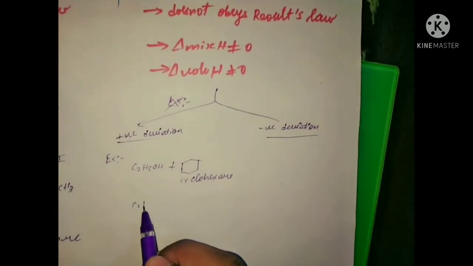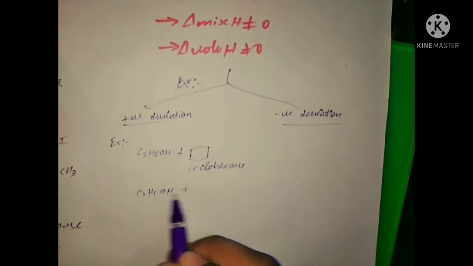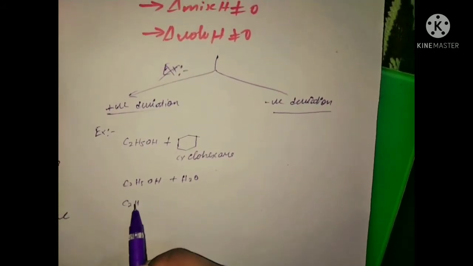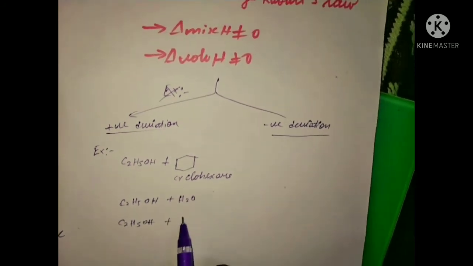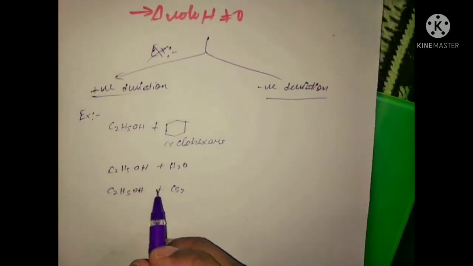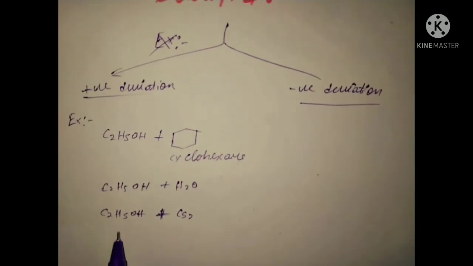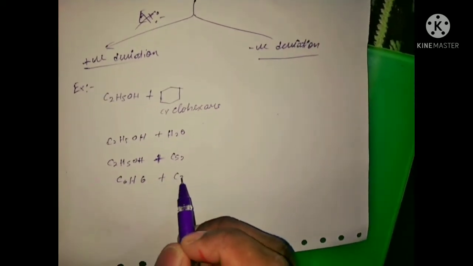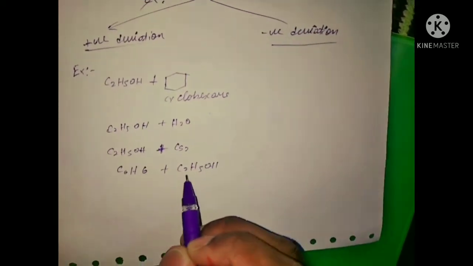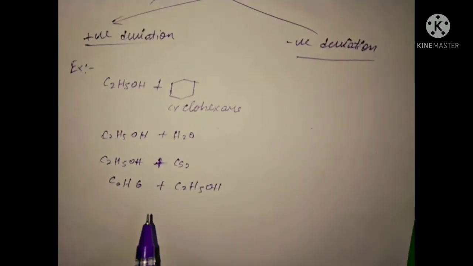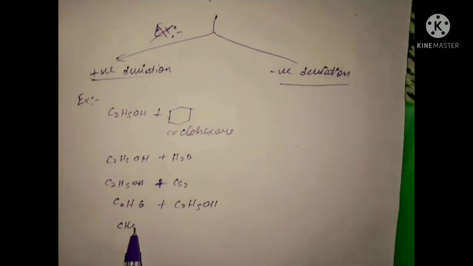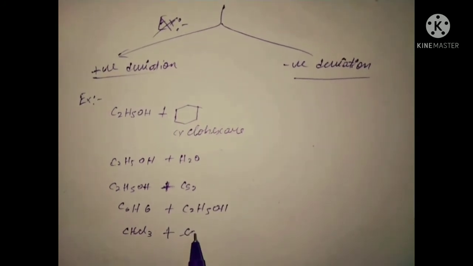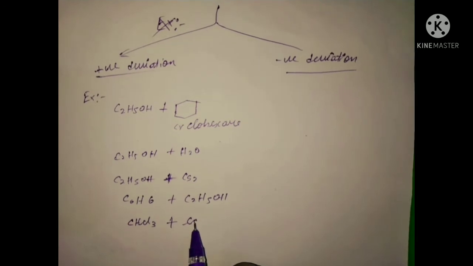Next, ethyl alcohol plus water. Next, ethyl alcohol plus carbon disulfide. Next, benzene plus C2H5OH, ethyl alcohol. Next, CHCl3 chloroform plus CCl4.